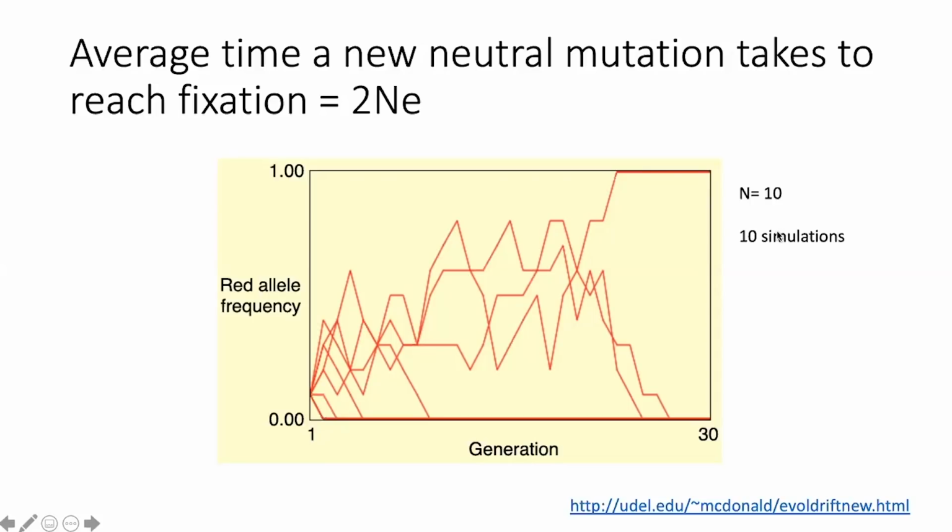But the other thing that is in line with our theory is that it's taken about 20 generations to actually fix in this population. That's not a hard rule, that's just an average behavior. But if you look at enough simulations, you will find that it is 2NE, the average time it takes for a new mutation to go from one mutation to fix in the population.